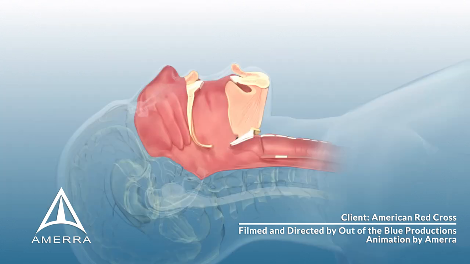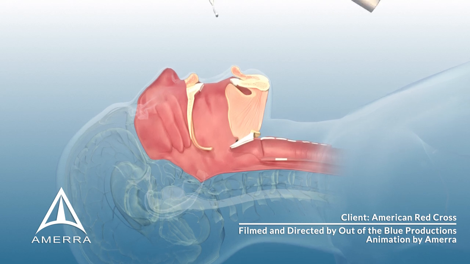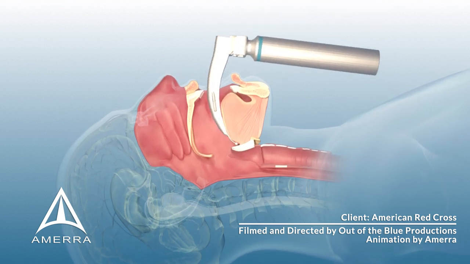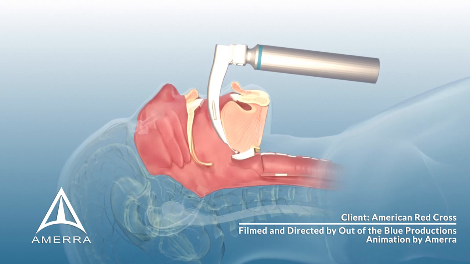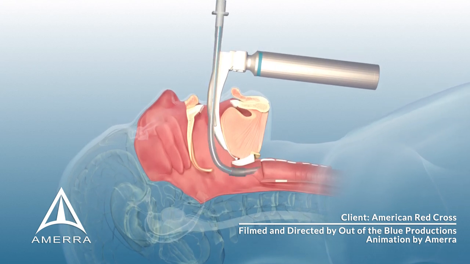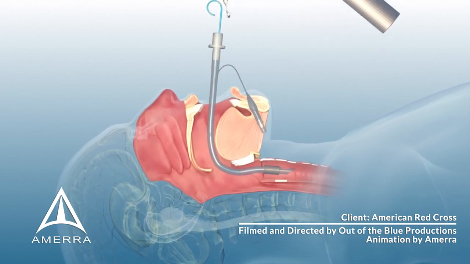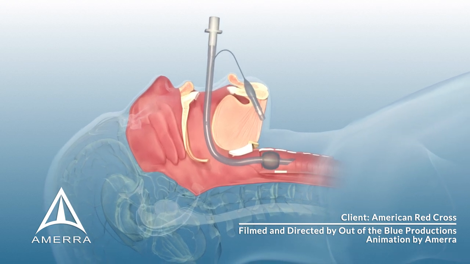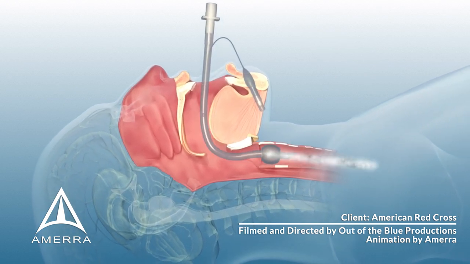Stylet may be used to facilitate insertion. During endotracheal intubation, the epiglottis is displaced using the laryngoscope blade, and then the endotracheal tube is passed through the vocal cords and into the trachea. Once in the trachea and inflated, the cuff forms a seal against the walls of the trachea.